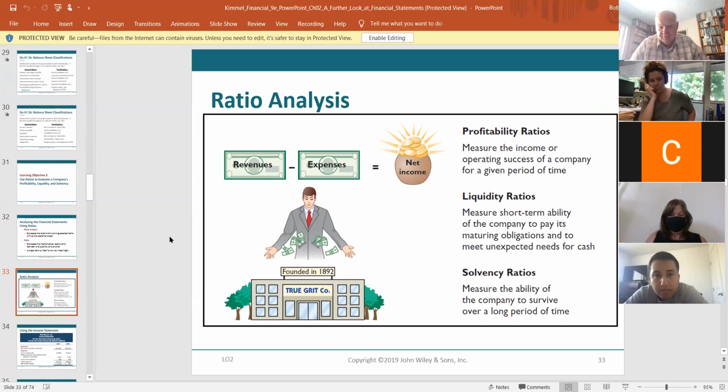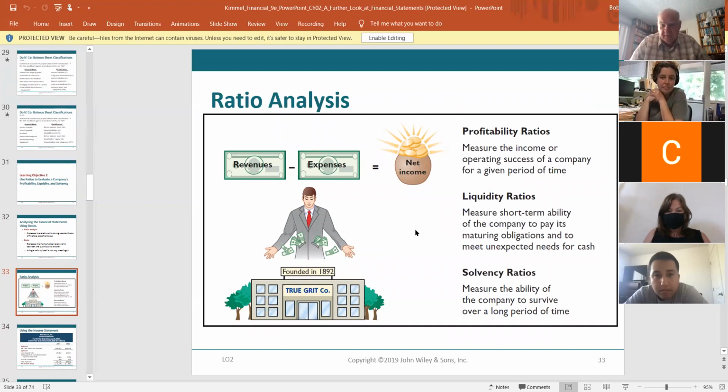Ratio analysis. Let's see what they're talking about here. Profitability ratios measure the income or operating success of a company for a given period of time. We can take, for example, the net income and divide it by the sales, and that's going to give us a percentage. So if the net income was, say, $10,000 and the sales were $50,000, that's a 20% margin. That sounds pretty darn good as a starter. Yeah.